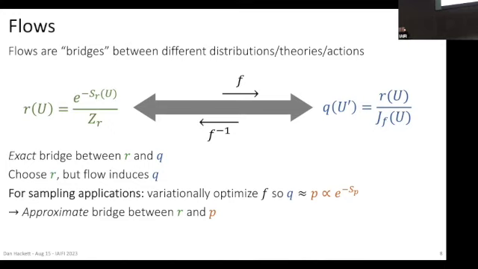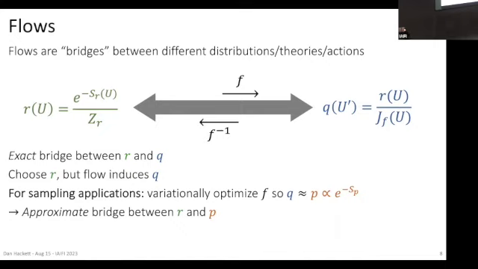More abstractly, you can think about flows as bridges between different distributions or theories or actions, which you can think about interchangeably in a lattice QCD context. So you have some base distribution R. We know what the action is, and we know how to sample from it. Then you can imagine drawing an ensemble of configurations from this distribution using whatever sampling algorithm you have, and then applying a flow to all of them. This will induce another distribution, which we'll call Q, the model distribution. And because the flow is invertible, you can map configurations back and forth between R and Q. So in that sense, the flow provides an exact bridge between distributions R and Q.